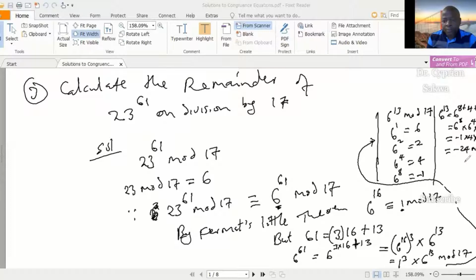So I ask myself, if 17 were to go into negative 24, what would be the remainder? The remainder would be 10. So 10 is the remainder if I took 23 raised to 61 and then divided the result by 17. The remainder would be 10. And I've used Fermat's little theorem. Let me use Euler's theorem and see what I get.